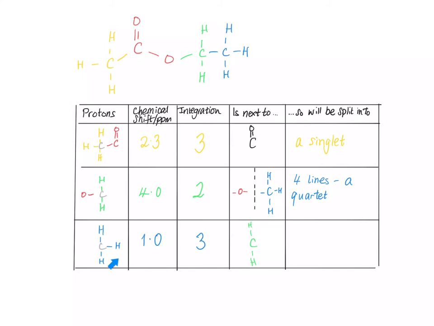So finally, looking at the number of lines that these protons are split into, these protons are next to a CH2, 1, 2, this CH2. We add 1 to the number of protons there are on this bit. So 1, 2, 2 plus 1 is 3, which means that these signals here will be split into 3 lines, and we call that a triplet.